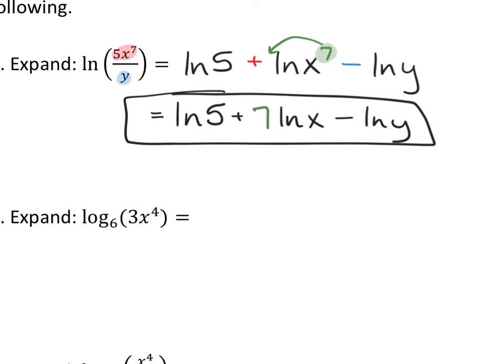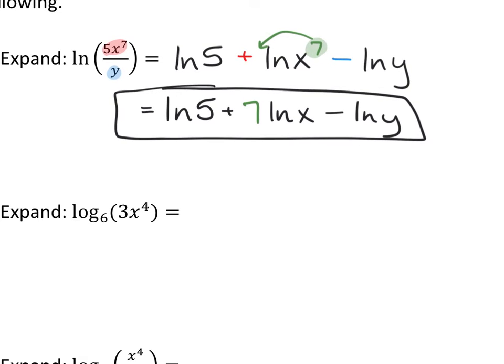So if we look at the second one, just based on what we see in the argument, are there going to be any negative logarithms here? No, because there's no denominator. Great, but every single part gets its own logarithm, which means the 3 gets its own logarithm and the x to the 4th gets its own logarithm. This would look like this.